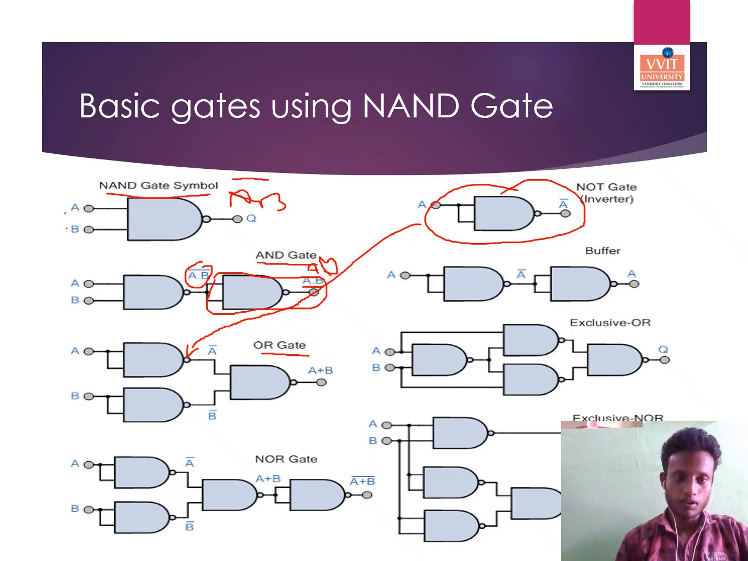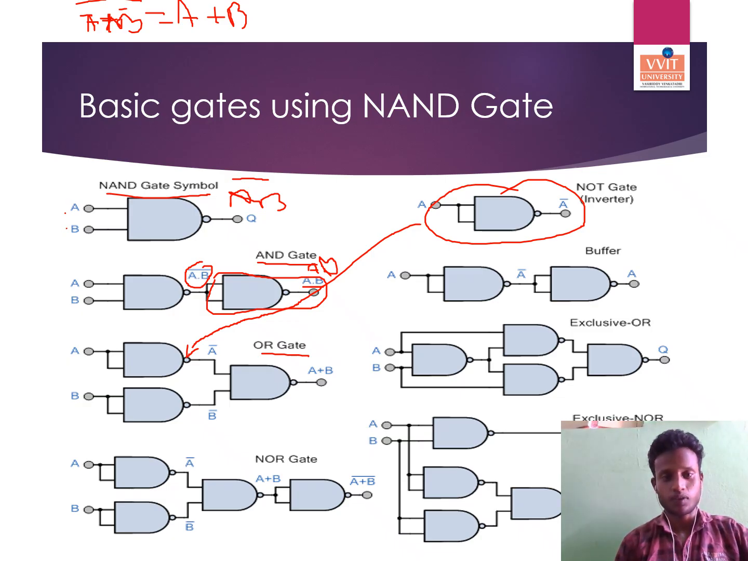We have a Boolean algebraic function: A bar into B bar whole bar is equal to A plus B. Sorry, the multiplication operator is between them: A bar into B bar whole bar equals A plus B. This is the Boolean algebraic function, and from this we can get the A plus B answer.